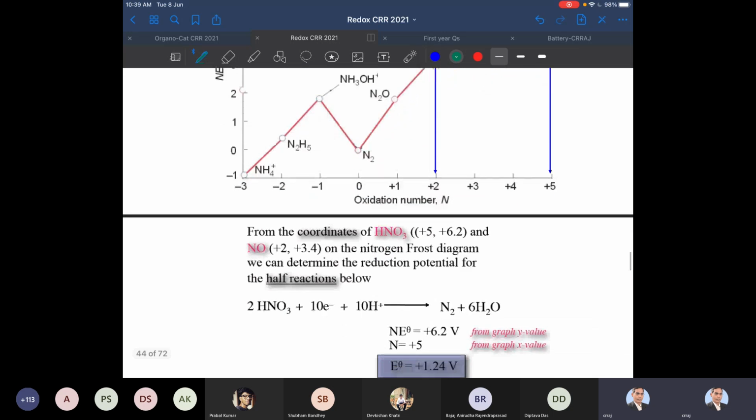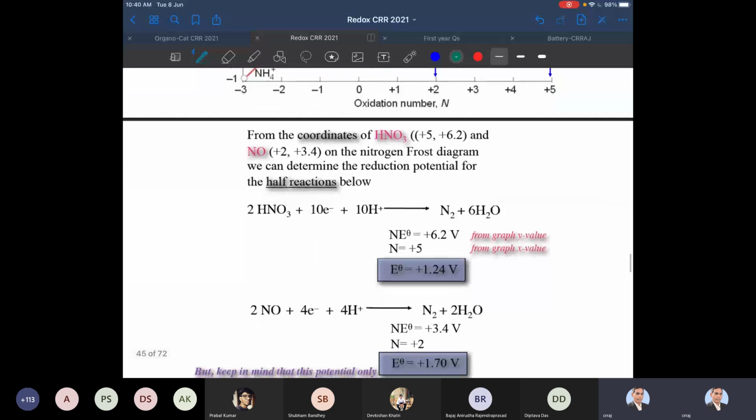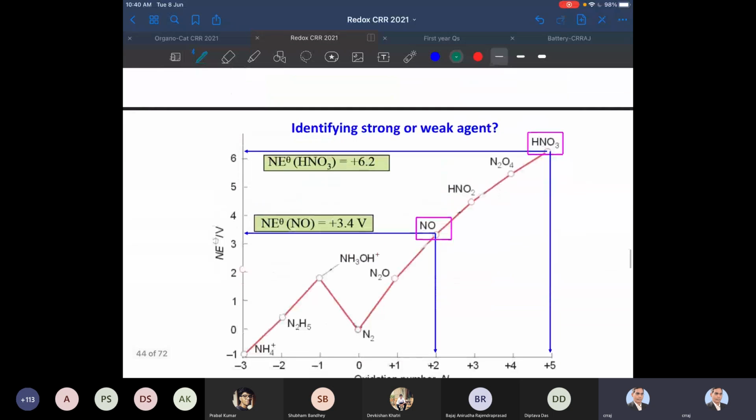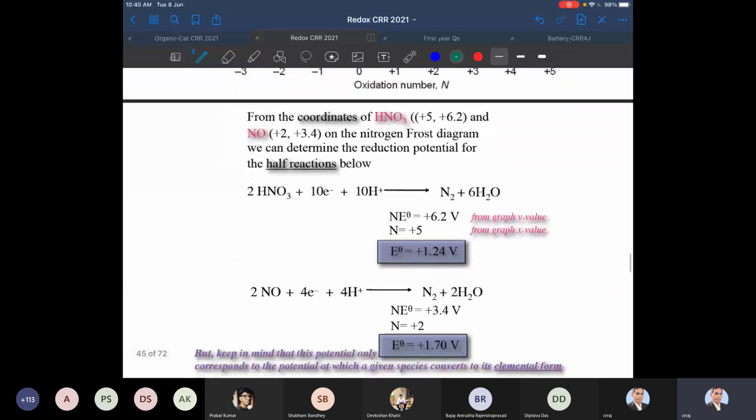Now, from the coordinates you find out the potential. Why did I mark it here? Just to know whether it is a strong or weak agent, strongly oxidizing or weakly oxidizing, and vice versa. Now look at what we have. I read from the plot. I have translated here from the coordinates of HNO3: +5, that is the oxidation state, and 6.2 is the nE0. And for NO, nitric oxide, +2 is the oxidation state and 3.4 is the nE0.